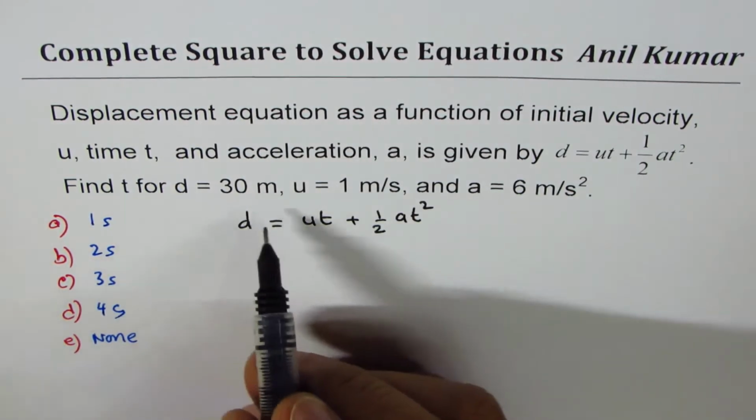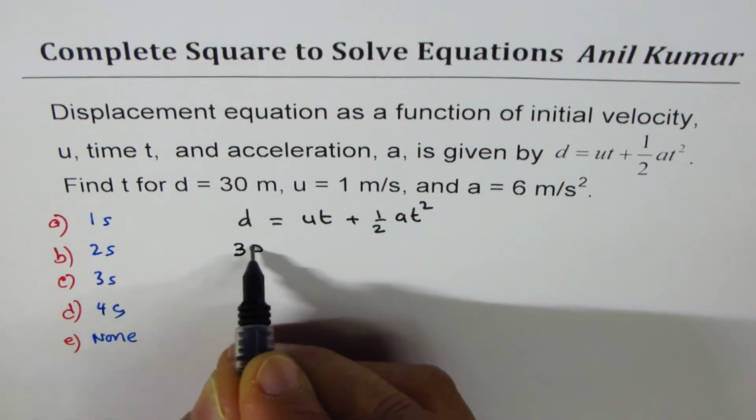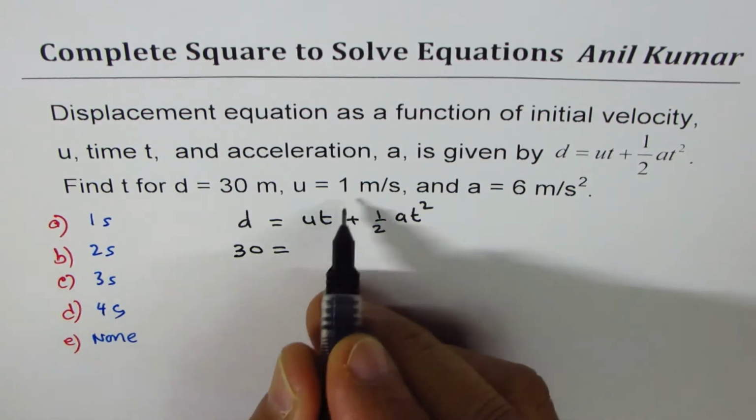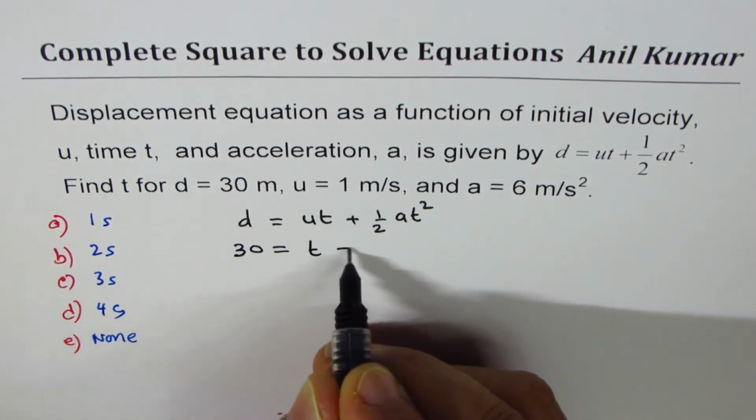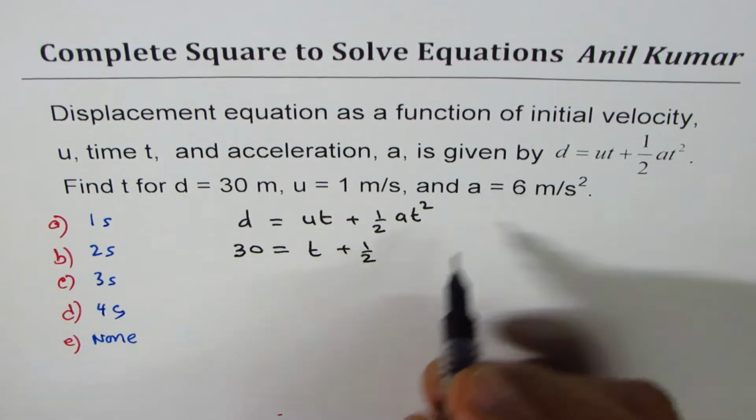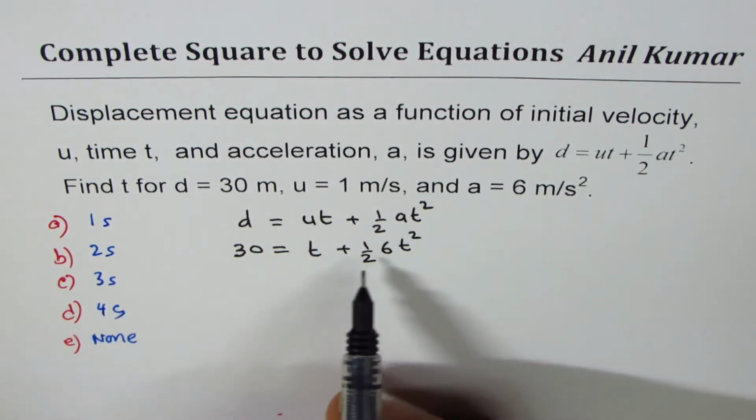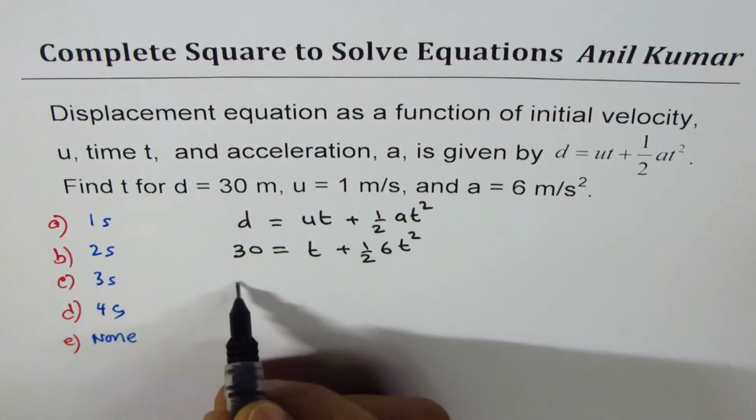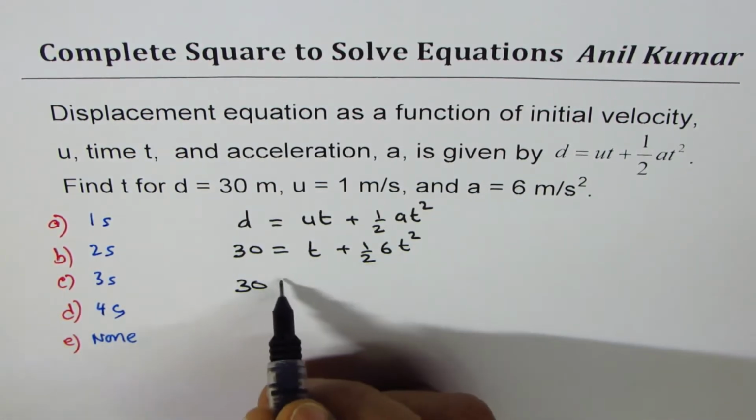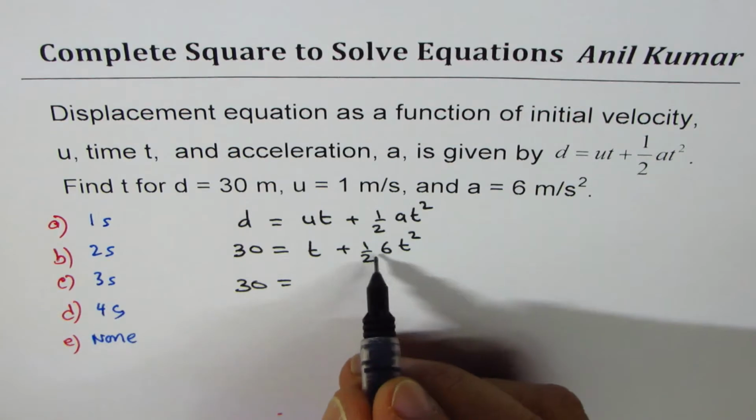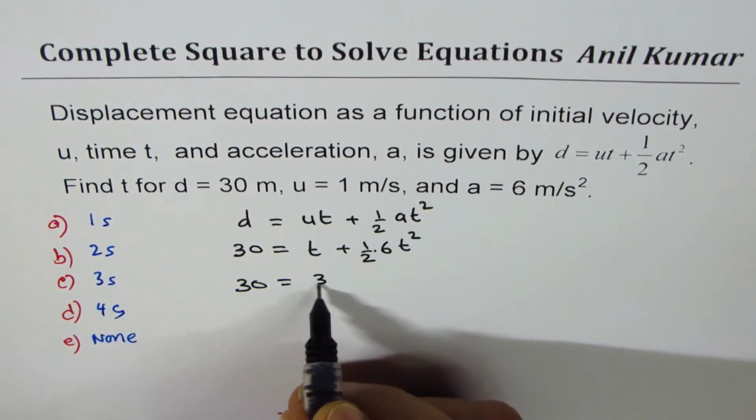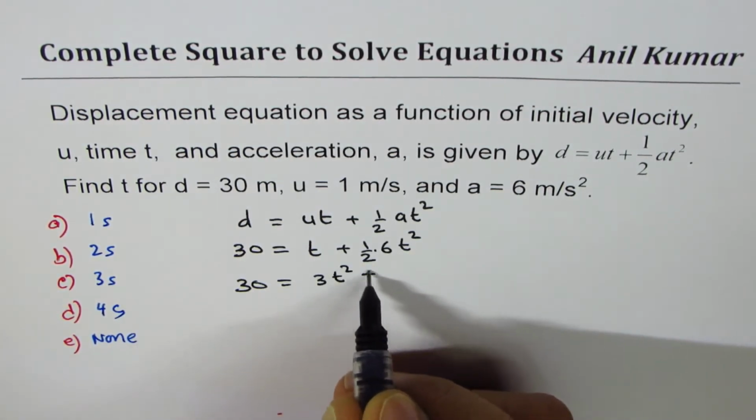So we are given most of the values. D is 30, u is 1, so we are left with t, plus half a is 6, so 6 and t square. So as you can see, we have two terms with t, right? So half of 6 is 3. Let me rewrite this as 3t square plus t.